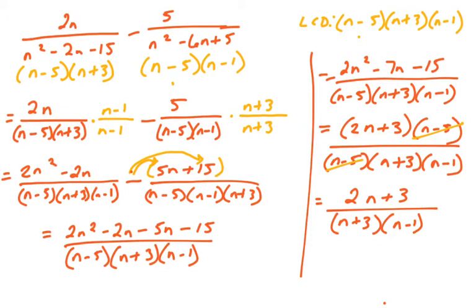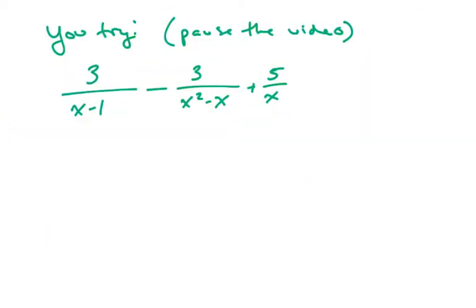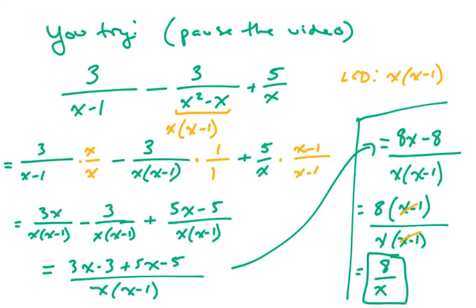Okay, last one, I want you to try one on your own. So what I'm going to recommend for you to do is pause the video and try to work through this problem. 3 divided by x minus 1 minus 3 divided by x squared minus x plus 5 divided by x. So go ahead, pause the video, try to work through this, and then when you're finished with the problem, unpause it and you can look at my work. Okay, your final answer should have ended up with 8 over x, like you can see here at the end of my problem.